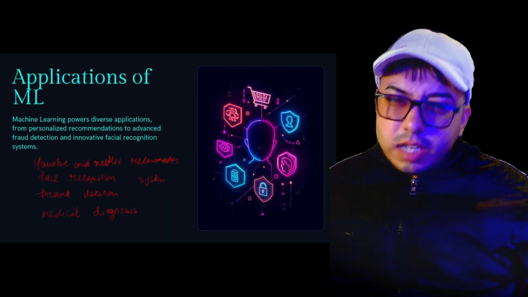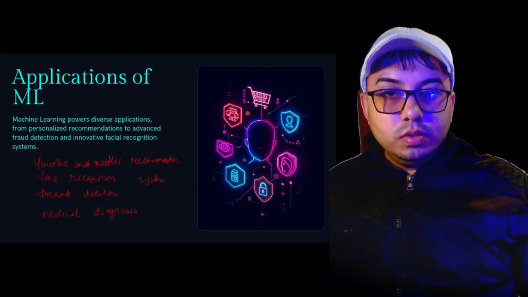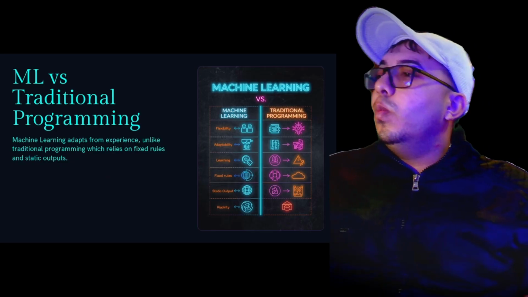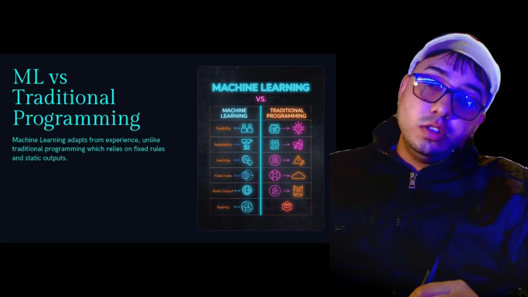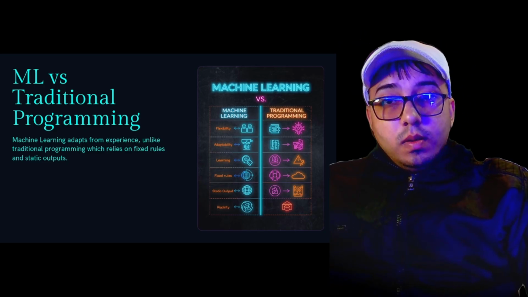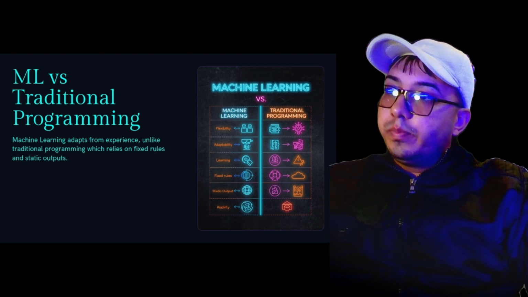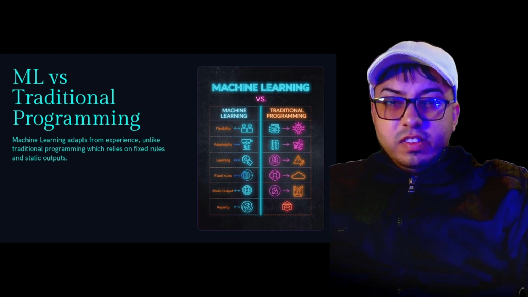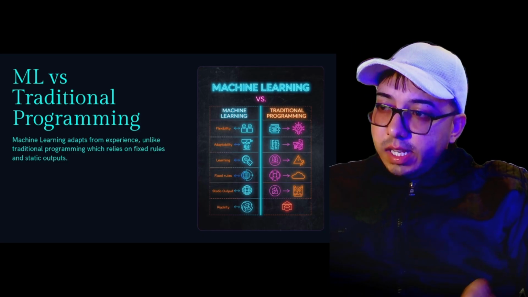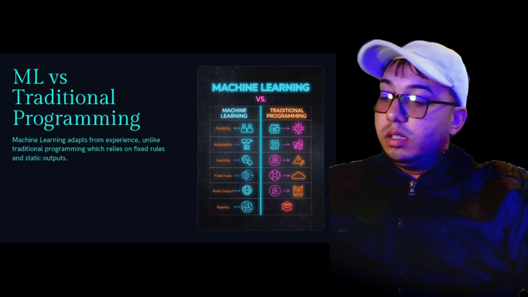Okay, so almost every intelligent system today uses machine learning. Nowadays, healthcare also involves machine learning. So let's see ML versus traditional programming. Machine learning adapts from experience, unlike traditional programming, which relies on fixed rules and static outputs. Okay, so what is the difference between machine learning and traditional programming? In machine learning, there is flexibility, adaptability, and learning; in traditional programming, fixed rules, static output, and reliability.